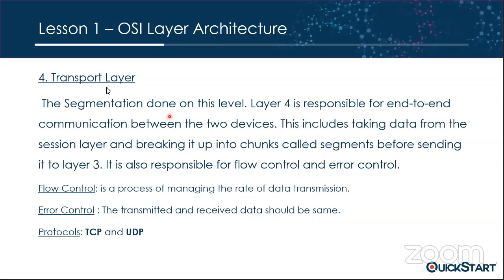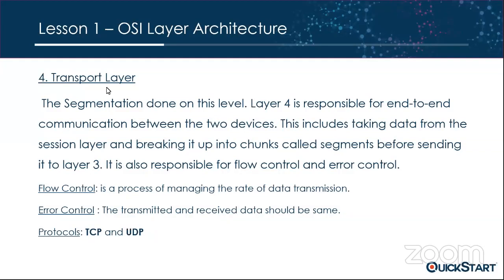And the error control is there. Error control means the transmitted and received data should be the same. So let's suppose Mr. X sends some data to Mr. Y. It's the duty of the transport layer to track whether the sender X has sent all of the data to Y, and also that the data coming from X is properly received by Mr. Y, right? The protocols used in the transport layer are TCP and UDP.